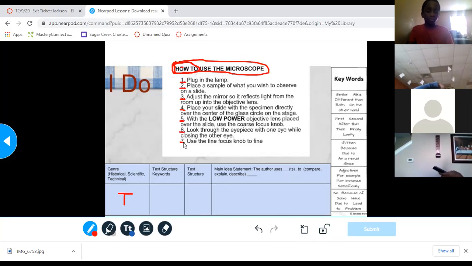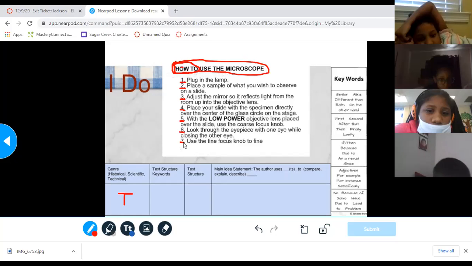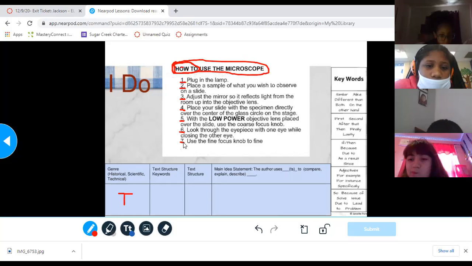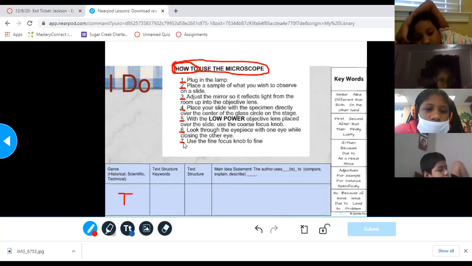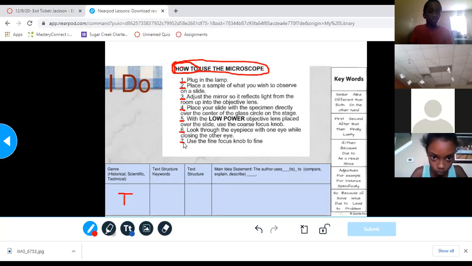I'm saying 1, plug in the lamp. I see 2 is telling me to do something. 3 is telling me to do something. So in my mind, these are steps. It's telling me how to use the microscope. I'm looking at the text right here, the title of the text. I also see numbers. They're going in order, and each number is telling me something else to do. So it's steps.